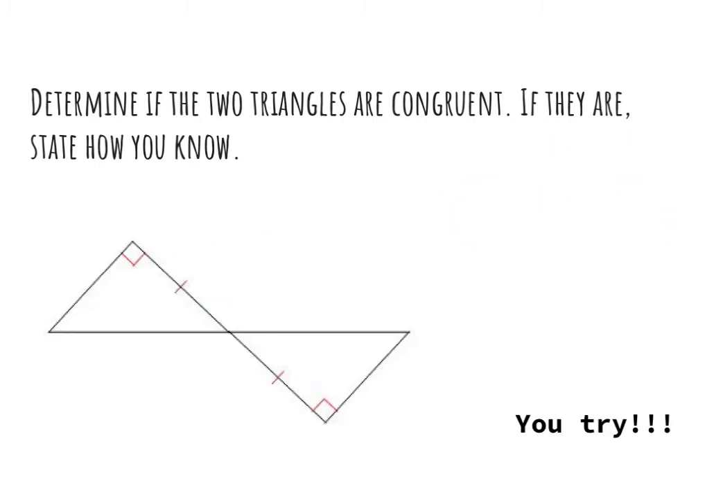Now you try. You want to determine if the two triangles are congruent and state how you know. Before you can even identify the information given, make sure you recall that whenever you have two lines that form this X, they create vertical angles that are congruent.